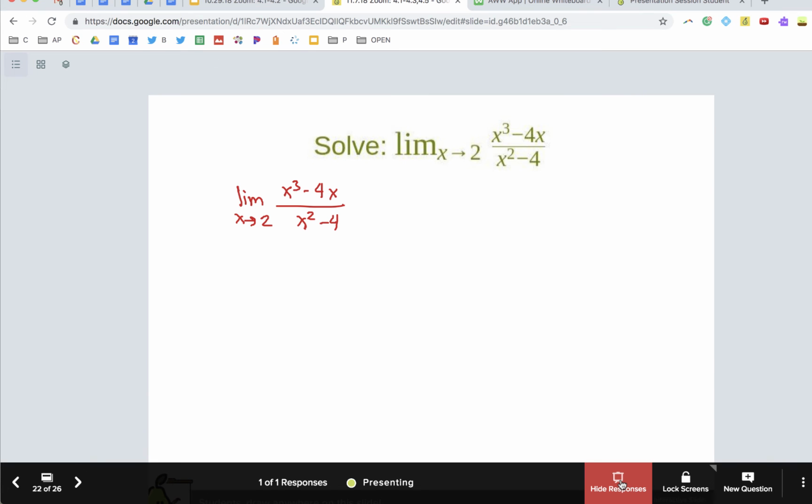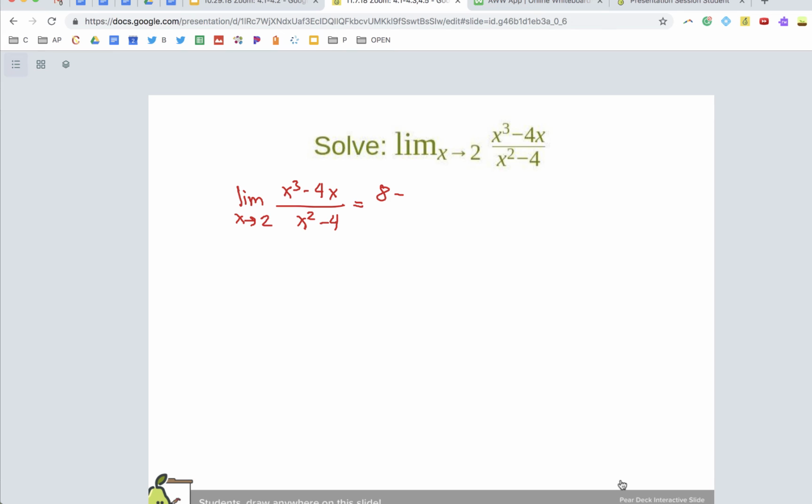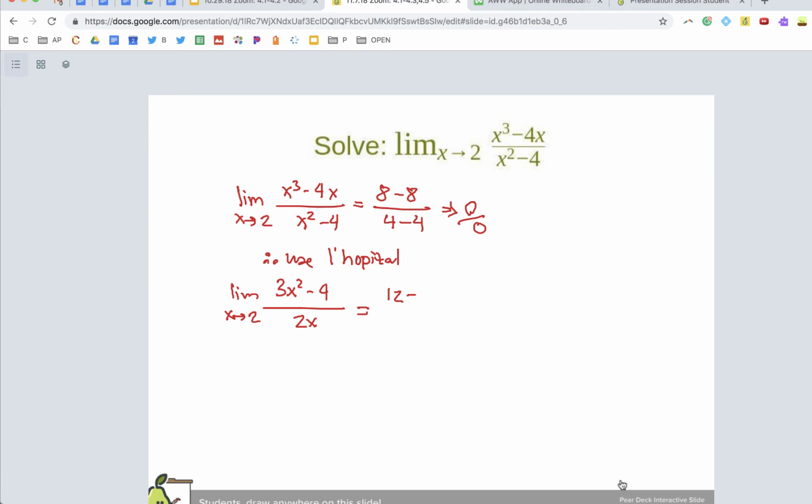Let's see. If I put in a 2, I have 8 minus 4 times 2 is 8 over, what's on the bottom? 4 minus 4. I have 0 over 0. Therefore, we can use L'Hopital. We have the limit as x approaches 2, and now we take the derivative of the top, 3x squared minus 4 over 2x. Now put in the 2 again. We get 3 times 4 is 12 minus 4 over 2 times 2 is 4. 8 over 4 is 2.